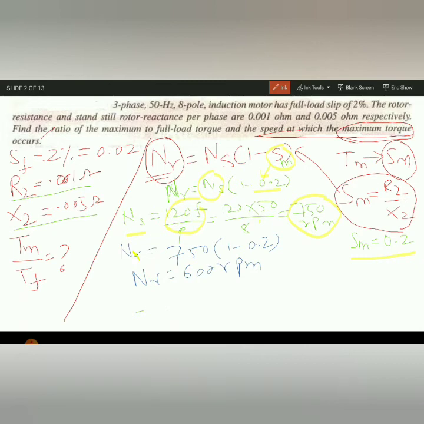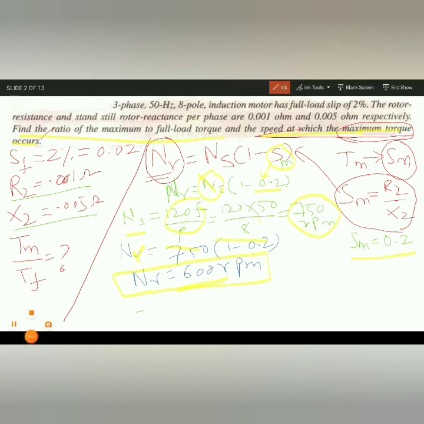And now we know the formula for rotor speed, that is equal to synchronous speed NS. In the place of NS, it is 750 times (1 minus 0.2). So you get the speed NR. So one point is over, that is the speed at which the maximum torque occurs. When the rotor rotates at 600 RPM, the rotor reaches the maximum torque. This is the condition, this is the point. And now we have to find out this ratio.